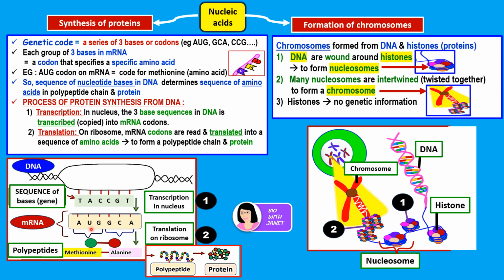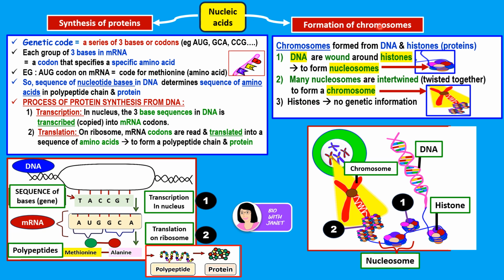That means the code is read and translated to know what is the amino acid that needs to be brought to join, okay, to the growing polypeptide chain. Finally, a long chain of amino acids will be joined together, and this will form the polypeptide chain. Then with all the folding and other bonds being formed, finally the protein molecule is formed. Okay, right. So remember, the process of protein synthesis involves transcription and translation. Okay, transcription in the nucleus, translation on the ribosome.